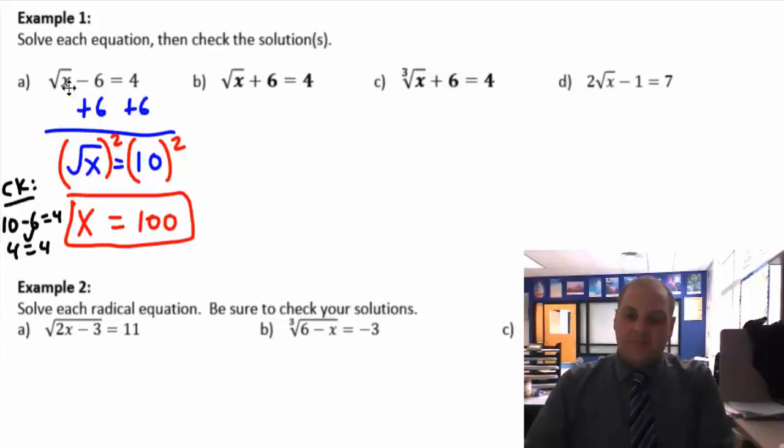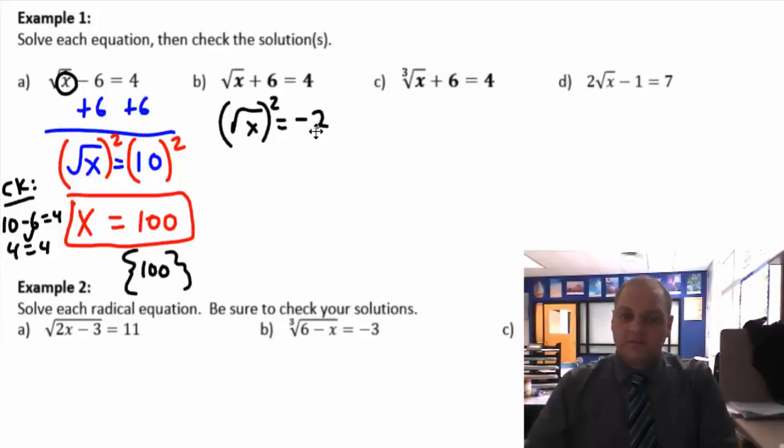So I just plugged in 100 here. The square root of 100 is 10, and 10 minus 6 is 4. That does work, so we would write a solution set with the answer 100. Now for this next one, the square root of x equals, we would subtract 6, so we get negative 2. 4 minus 6 is negative 2. Now we square both sides.